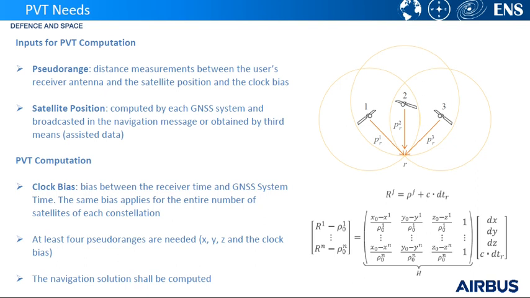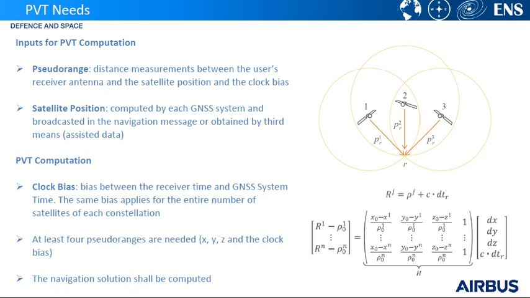What is needed for PVT computation? Pseudoranges and satellites' positions are needed in order to compute a user position. Pseudorange is a distance measurement between the user's receiver antenna and the satellite position. Satellite position is computed by each GNSS system and then it is broadcasted in the navigation message. It may also be obtained by other means, for example by using assisted data.